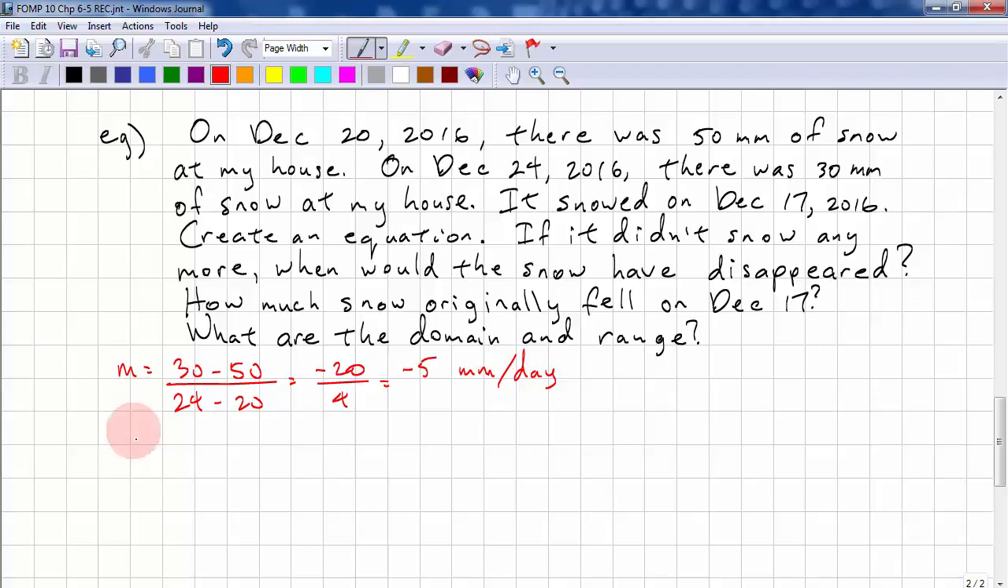Okay, next we want to create an equation. The easiest form to use is point slope form because we're given 2 points. We can use either one. We'll use December 20th as our point. So d minus 50, this is our dependent value, equals the slope, negative 5, and t minus 20. Okay, it was the 20th of December.